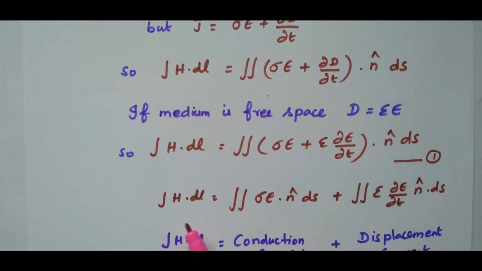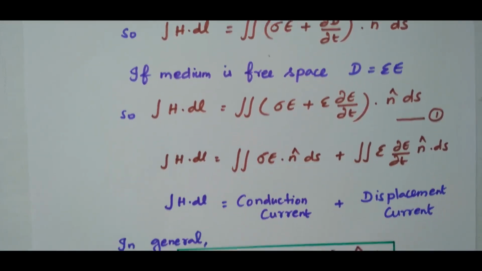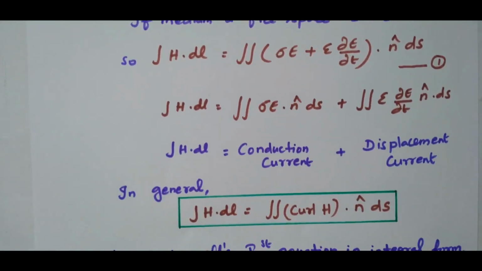Integral H dot dl equal to double integral sigma E dot n cap ds, plus double integral epsilon dou E by dou t dot n cap ds. The first term is referred to as the conduction current. The second term is referred to as the displacement current. Take this as equation number 1.